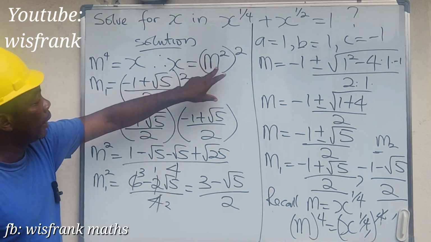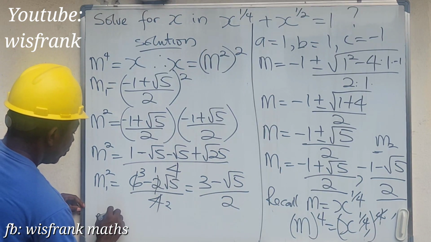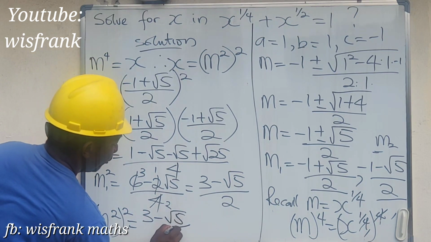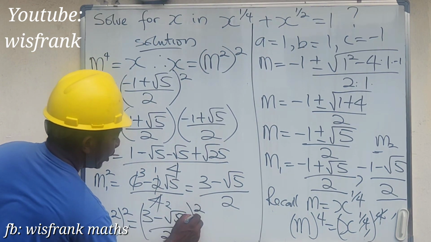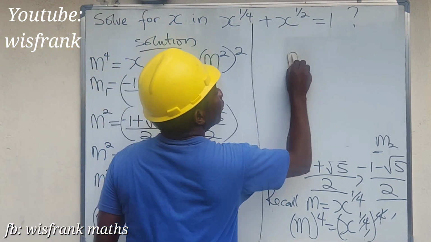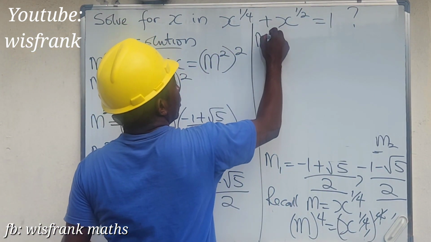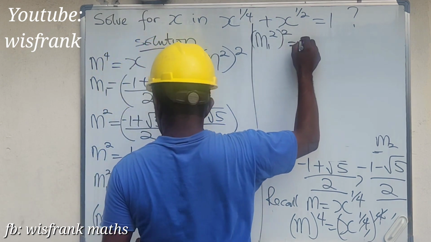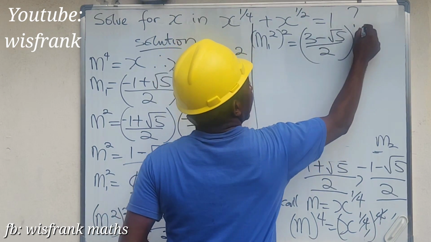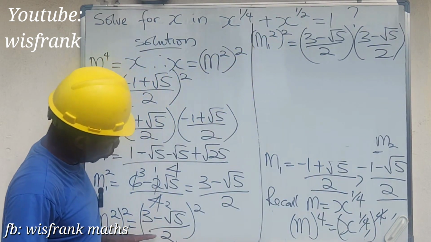So in this case, we say that we can square it 2 times. So for the second one, we have m1 squared equals 3 minus root 5 all over 2, all squared. So we are going to expand this. So it's going to be m1 squared all squared equals 3 minus root 5 all over 2 times 3 minus root 5 all over 2. So that is what this means.